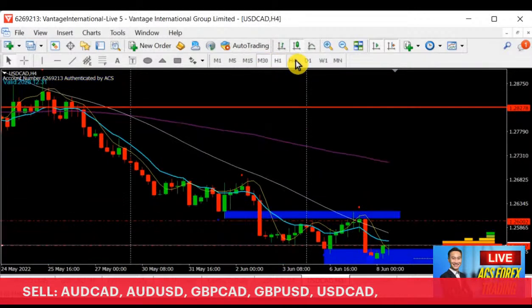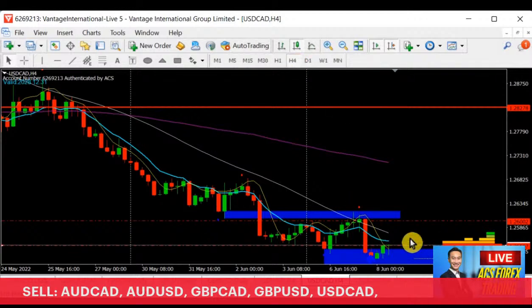H4 is opening right now, going to open soon. If H4 is going to open, we need to take note of how the current H4 candle closes.